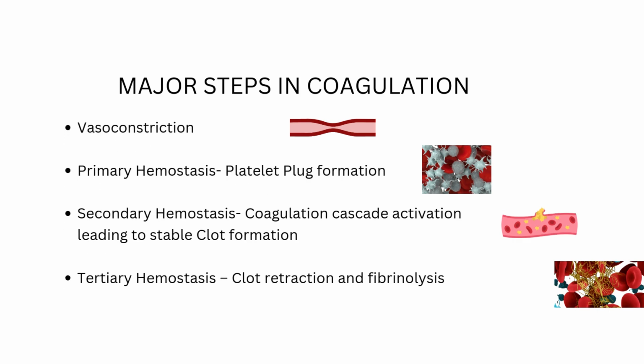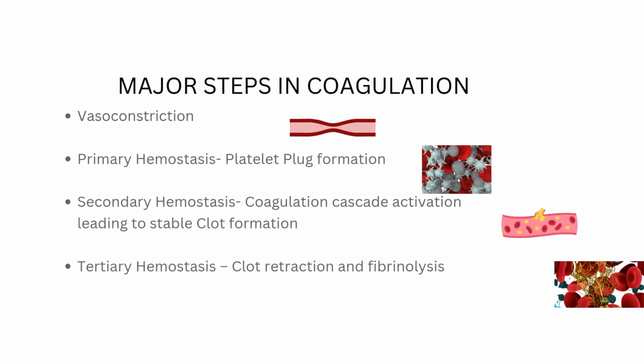Major steps in coagulation are vasoconstriction, primary hemostasis that involves platelet plug formation, secondary hemostasis that involves coagulation cascade activation leading to a stable clot formation, and tertiary hemostasis which involves clot retraction and fibrinolysis.